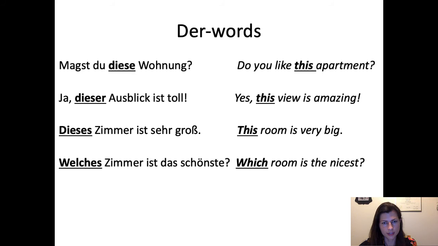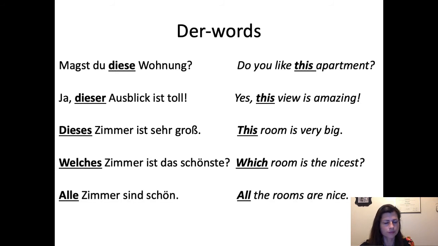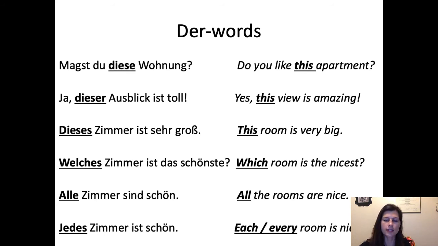Welches Zimmer ist das schönste? Welches, so we had a bunch of diese examples. Now we have welche, which is another one of these der words, and it takes those same endings. And then alle is one that's used for the plurals only. Alle Zimmer sind schön. All the rooms are nice. Jedes Zimmer ist schön. Each and every. So you see we've got dieses, welches, jedes. They all have that same ending.